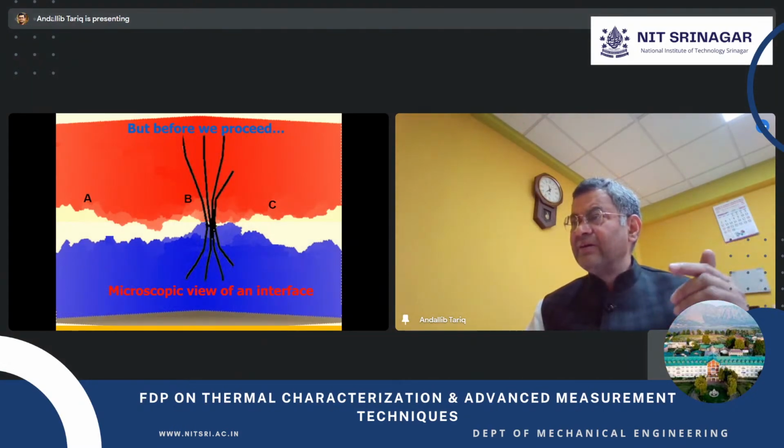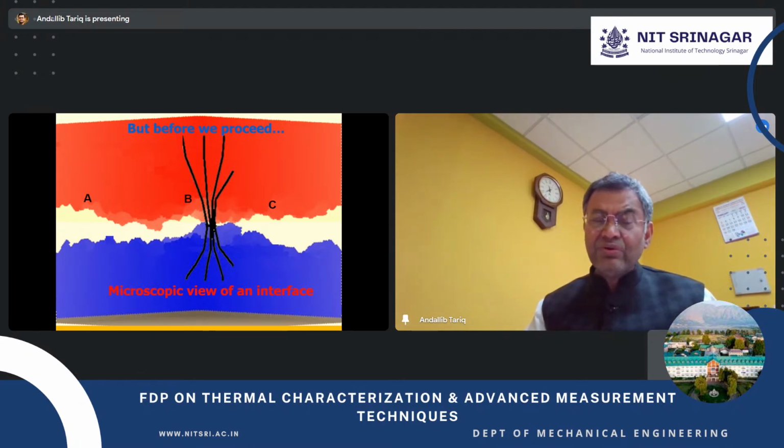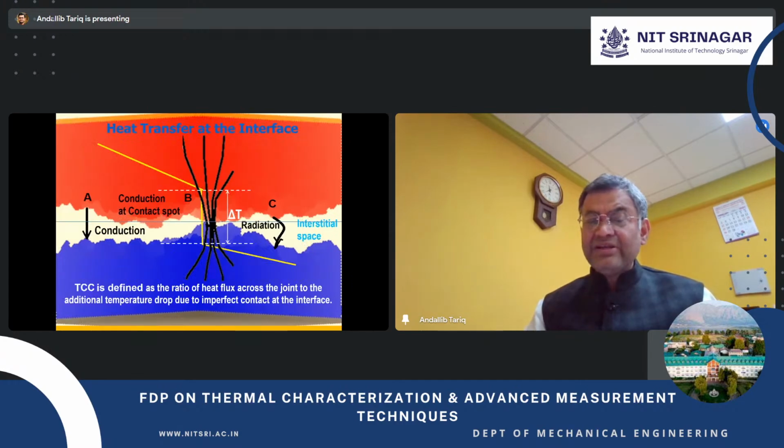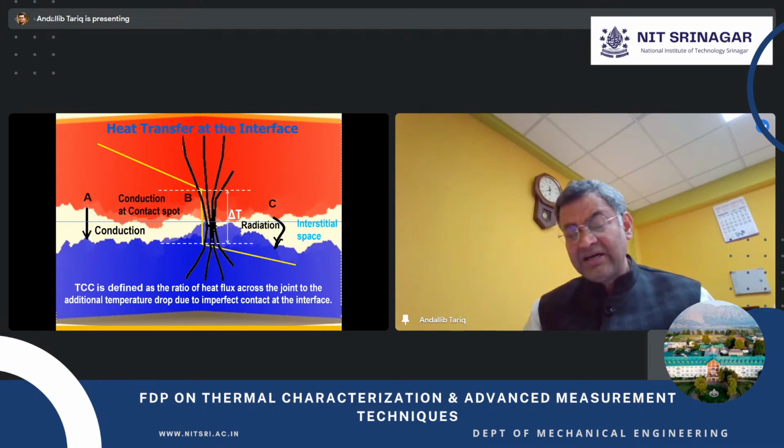What happens when the upper surface is heated and the lower is at a different temperature? The heat will flow from one surface to another through the contact spots, where conduction is taking place. In between, gaseous particles may be present, or if it is vacuum there may not be any gas. Through the gaseous particles, conduction through gas is the second mode. The third mode is convection, if there is interstitial space; if it is vacuum, there will be no convection. And then radiation. So these are the ways of heat transferring from one surface to another when it is in contact with the other surface.